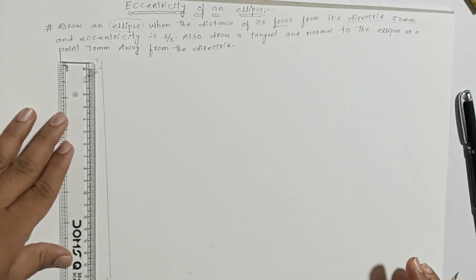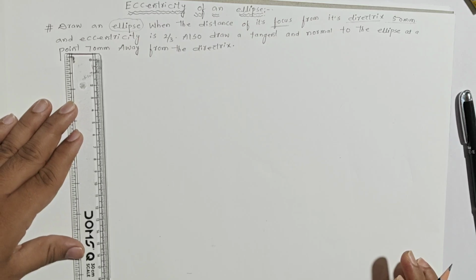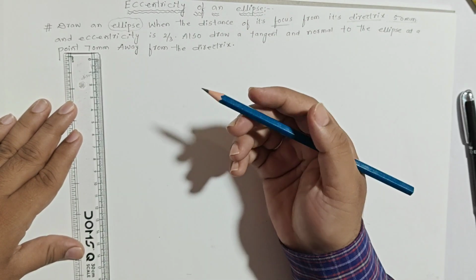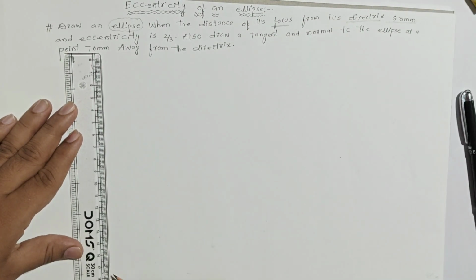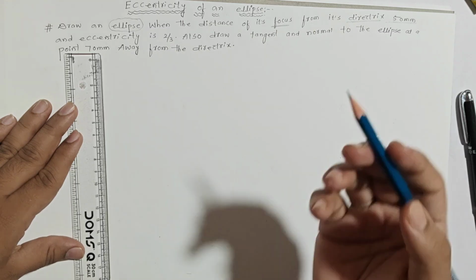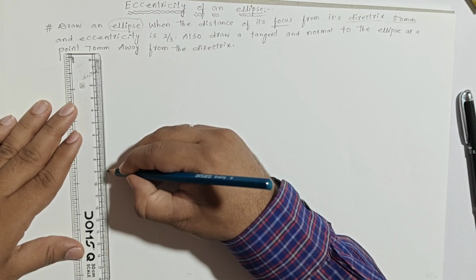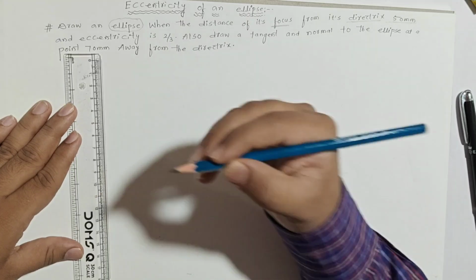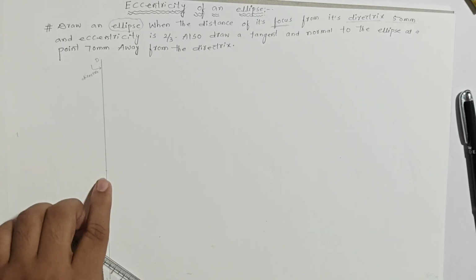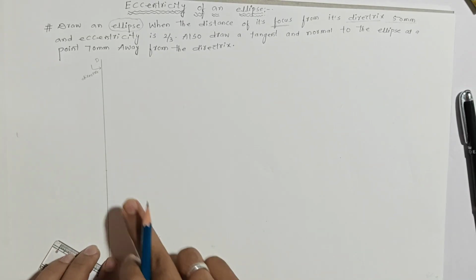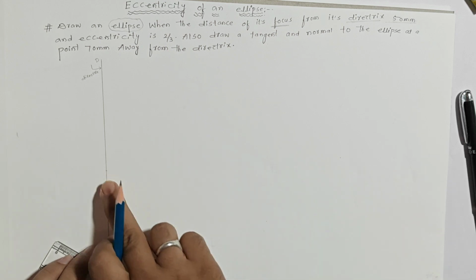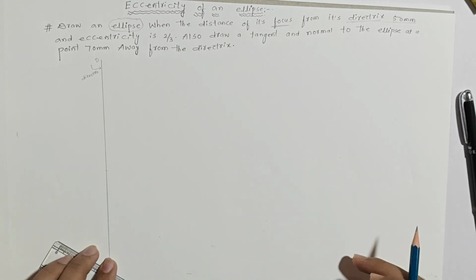Whatever length you are taking, we have to take the median point. Here I am taking the length as 18 mm. You take the center point, which should be 9 mm. Clear? From the center point, we need to draw one horizontal line. This horizontal line is known as the principal axis line.